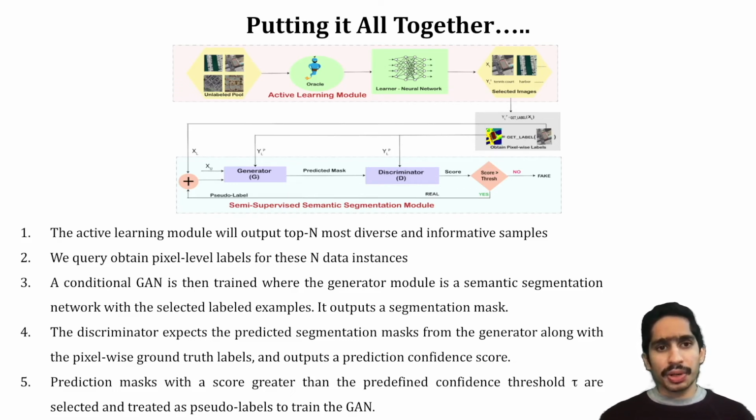Thus, putting it all together, the active learning module will output the top and most diverse samples. A query operation is performed to obtain pixel level labels for these samples. Conditional GAN is then trained with a generator and a discriminator network, and the prediction masks with score greater than some threshold tau are used as pseudo labels for the GAN.